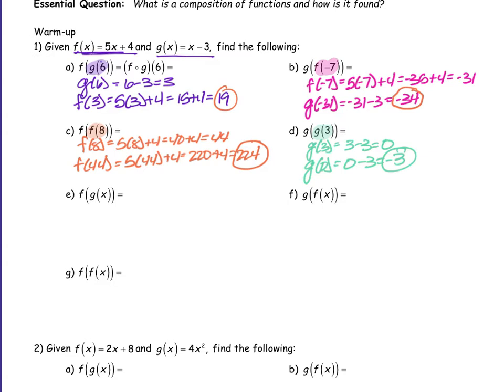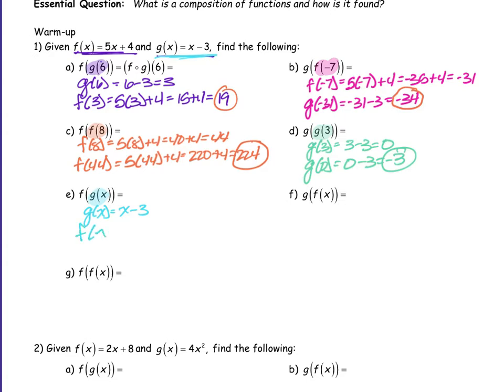Okay. So, I'm going to find out what g of x is, which we already know because that was defined for us as being x minus 3, right? G of x is x minus 3. It says it right here. G of x equals x minus 3. So now I'm going to plug that into f.